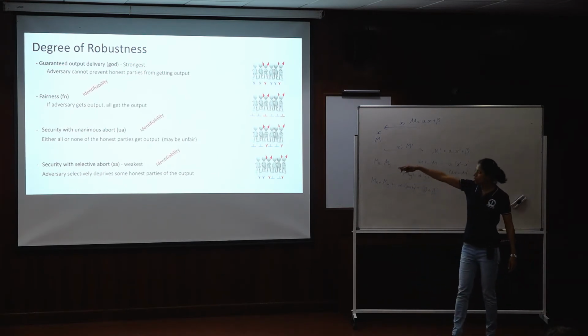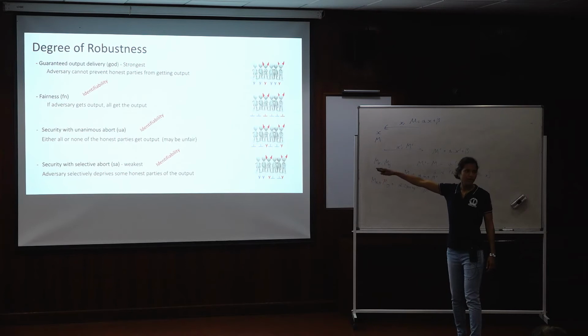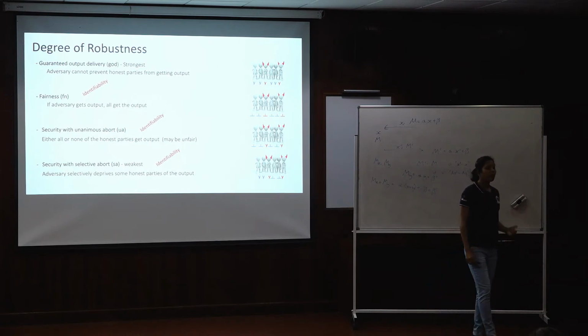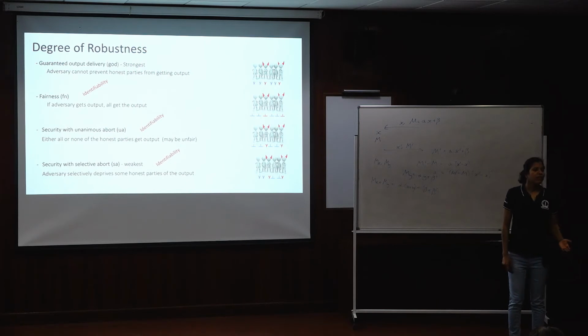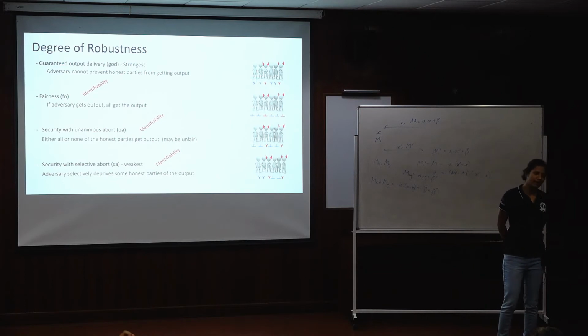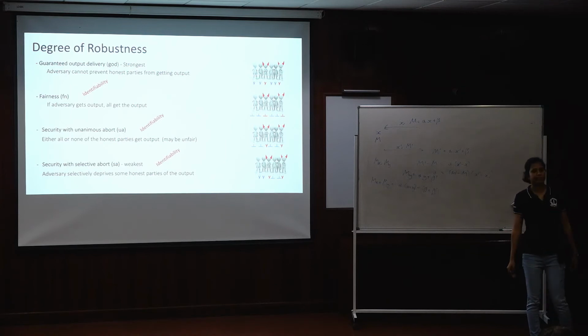As you can see, in the three notions that I have mentioned, starting from fairness and all the way to security with selective abort, there is a possibility that the adversary can stop the honest parties from getting the output. In security with unanimous abort, there is no condition on the adversary getting the output. The adversary may always choose to get the output and then decide whether to allow the honest parties to reconstruct the output or not. But there will be unanimity. Either it has to allow all the honest parties or none of them.